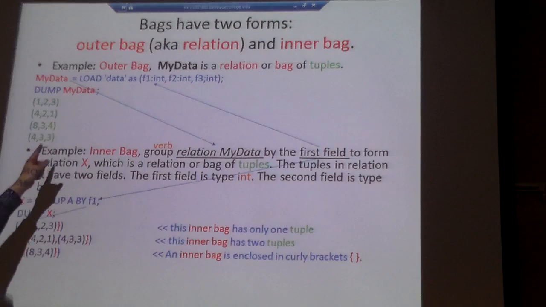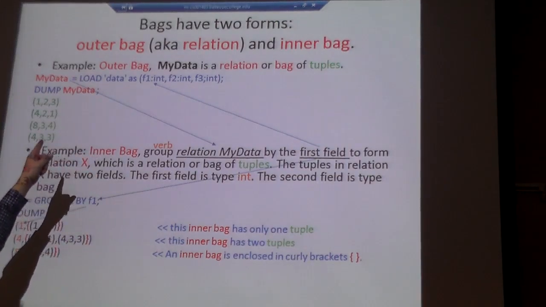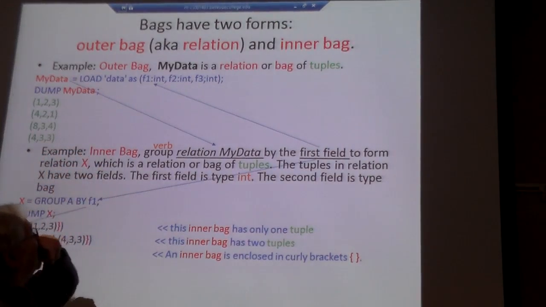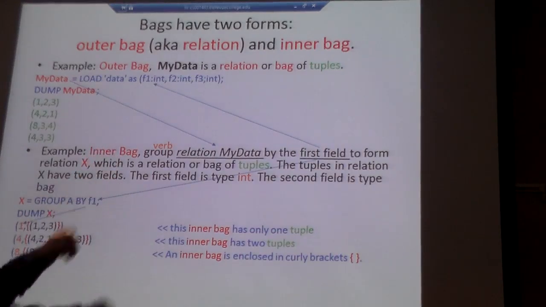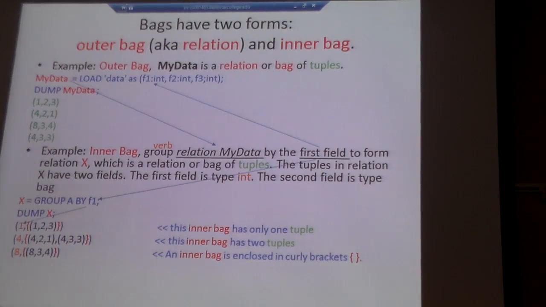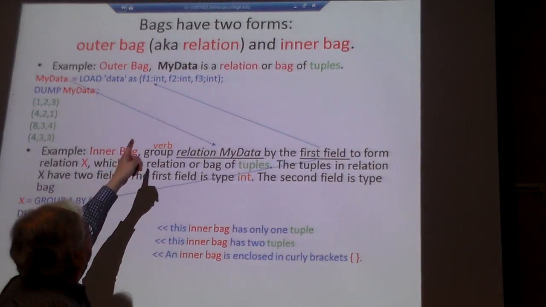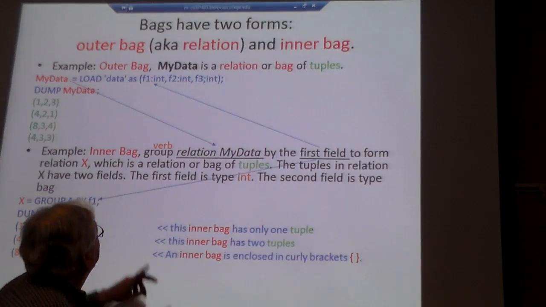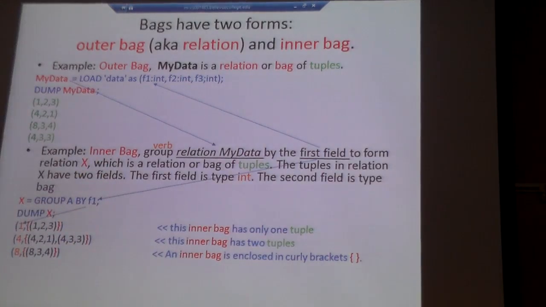You see, I say my data equals load data. That is a load operation. And that's saying, let's assume it's going to read 100 lines of data, and each row of data has 3 integers, and the next line has 3 integers. So it's going to load up this outer bag with 100 of these tuples, and the tuples will all be a series of 3 integers. That's an outer bag, and it's a bag of tuples.